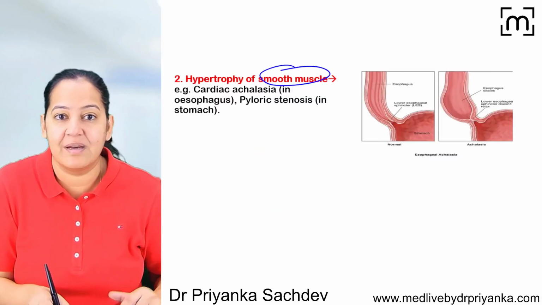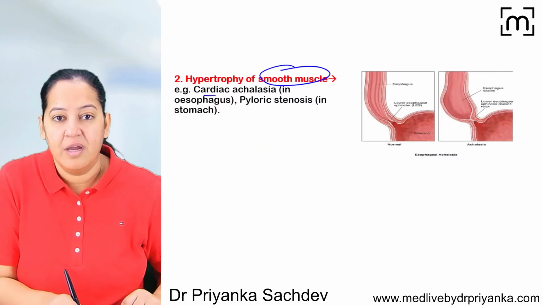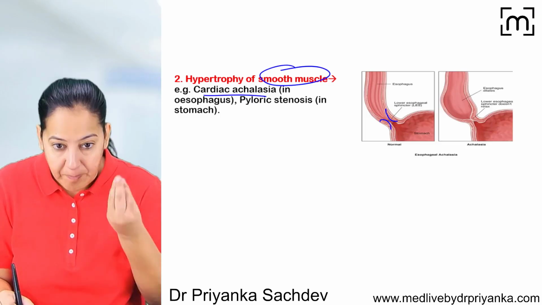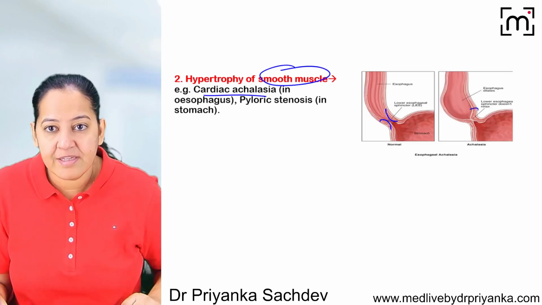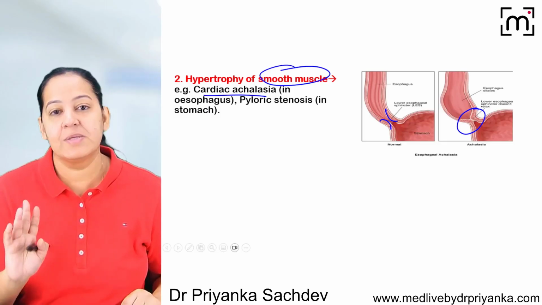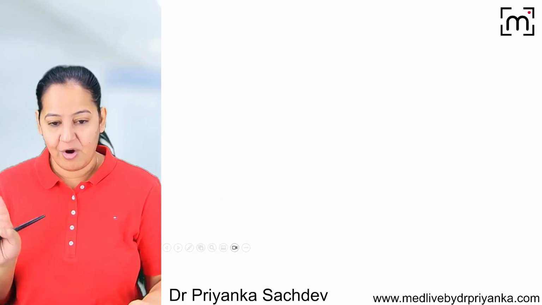The disease here is known as cardiac achalasia, in which you can see here the sphincter opened on swallowing. Here it is permanently closed because the cells inside increase in size. So this is the example. Got it? So till now we have covered two.